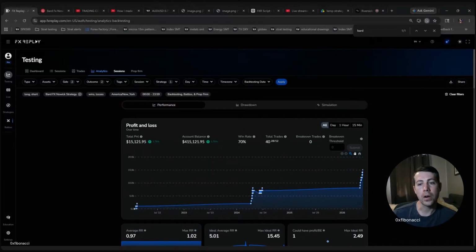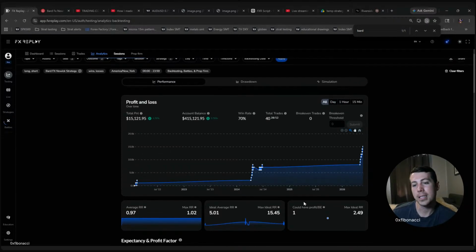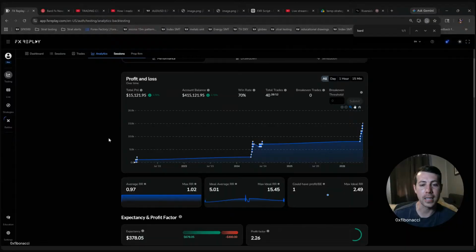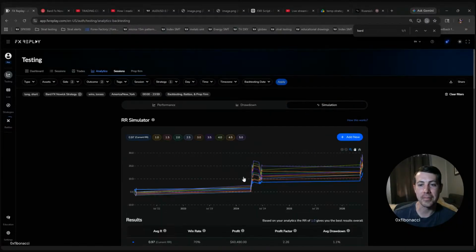So over all of the testing I did, 70% win rates, 2.26 profit factor. Obviously some opportunities to optimize with our tags still. Seems like a decent base model that you guys could definitely test out and see if it continues to work well over time. We can look at the RR simulator that you guys were asking about.